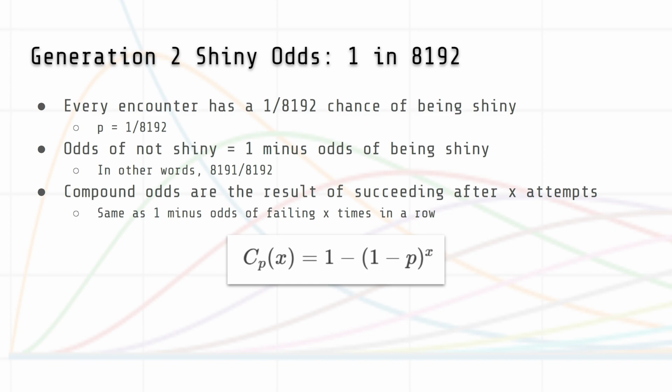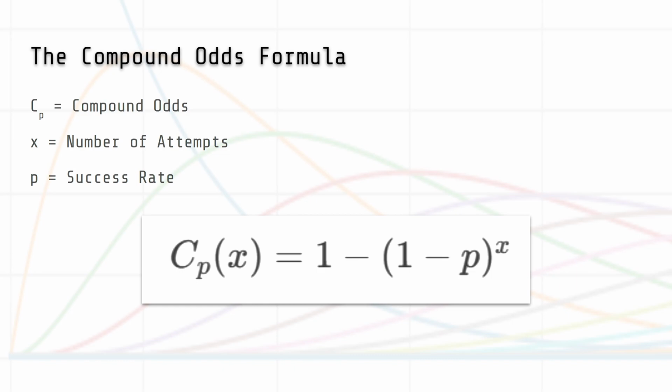Compound odds are something that are often misunderstood, but they're essentially the result of succeeding something after X number of attempts. And it's the same as 1 minus the odds of failing X times in a row. So we can calculate this as the compound odds of X equals 1 minus P to the X. And this is our compound odds formula. Notice that we can substitute any odds in here. We'll use that trick later.